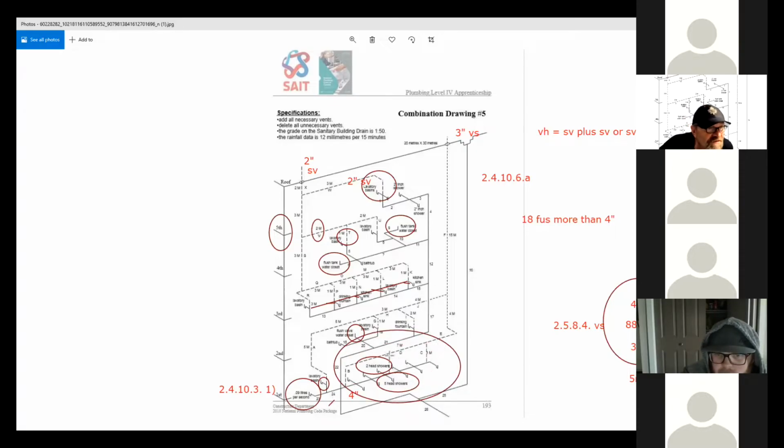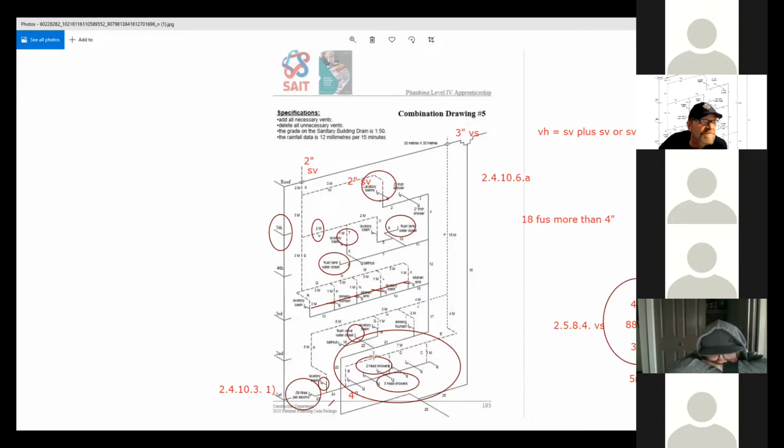Now, what would be this vent in the middle? Additional relief vent? That would be an additional circuit vent. That would be an ACV, right? Because we have more than 8 traps between the circuit vent and the relief vent. So there's only one circuit vent on this whole drawing. These are all just little 3-piece wet vents and continuous vents, these 4 bathrooms. Oh, we have 4 bathrooms here, don't we?